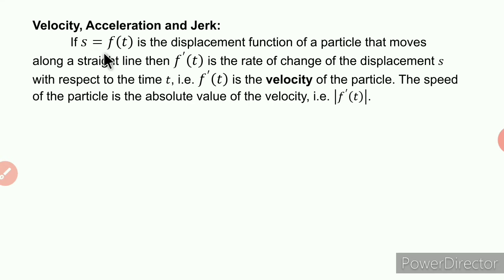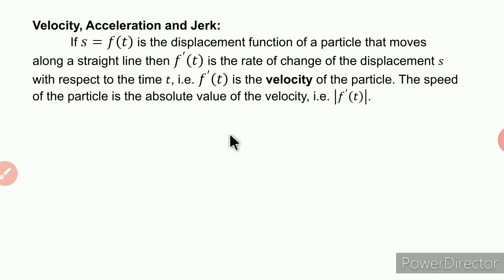बघा, जर आपण ह्या s is equal to f of t या फंक्शनचं डेरिव्हेटिव्ह घेतलं विथ रिस्पेक्ट टू t, तर ते आपल्याला मिळणार आहे f dash of t, means it is the rate of change of displacement with respect to the time t, and the rate of change of displacement with respect to time t is the velocity, and the speed of the particle is the absolute value of this velocity, that is the modulus value of f dash of t. Absolute value means it is the modulus value of f dash of t.